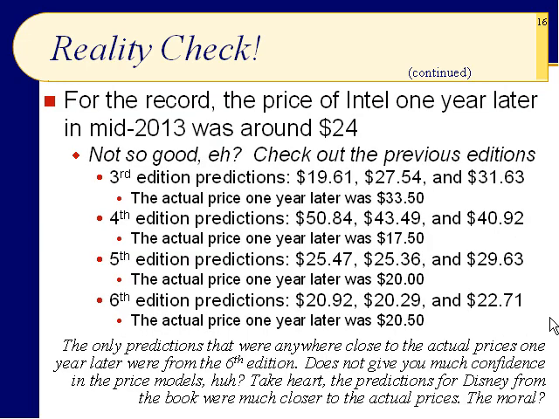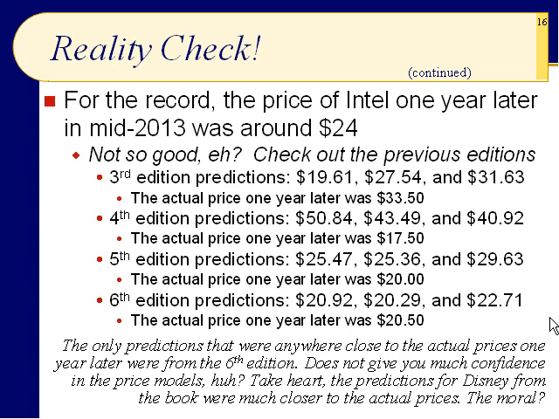For the record, dear students, the price of Intel 1 year later in mid-2013 was around $24. Two of the predictions were 31, 32. The other one was for 42, and we were at $24. And if you go back to the 3rd, 4th, 5th, and 6th edition, you'll see that there was only one time, the 6th edition, that it actually panned out. 4 out of 5 times we were way off the map. Does not give you much confidence in the price models that we just went through, do they?